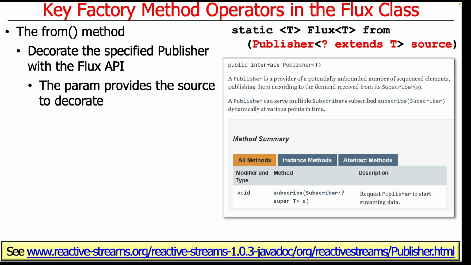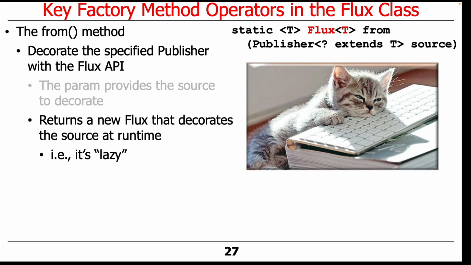And this publisher, this source, provides the source that will be decorated. What the heck does that mean? Well, let's take a look. First of all, let's talk about the properties of from and how it differs from the other three things we talked about: fromArray, fromIterable, and just. From returns a new Flux that decorates its source at runtime, not at assembly time. Very important distinction.